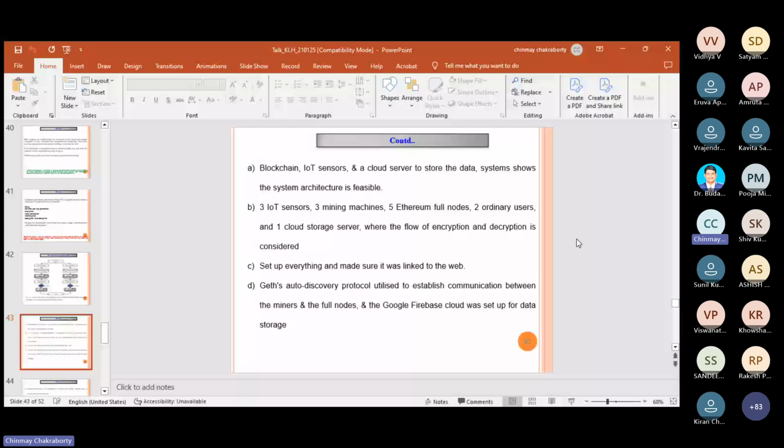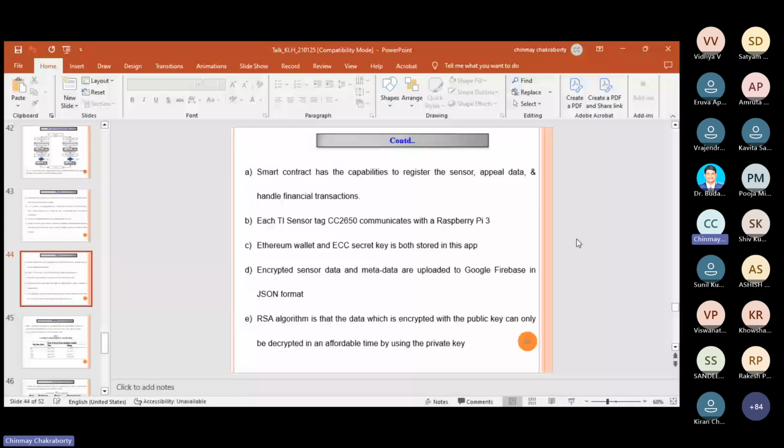So the Geth auto discovery protocol is utilized to establish the communication between miners and the full nodes, and Google Firebase Cloud was set up for data storage purposes also. So that means this is how the system works, and how a lightweight encryption mechanism can provide a better solution. So these are the required solutions, you can say this is the requirement, and each and every technological portion has its own features, but we need to integrate it.